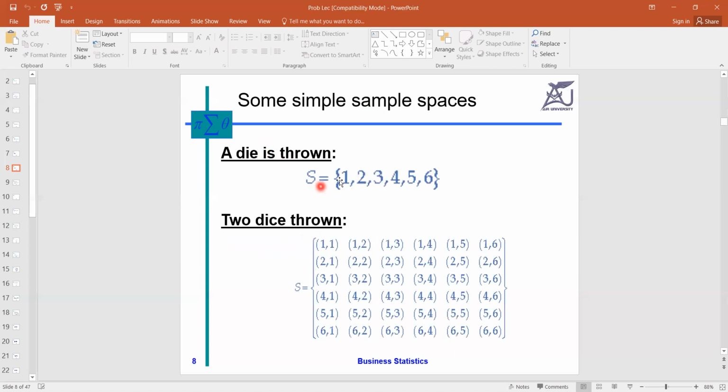On the same line, we can make a sample space of a die rolling experiment. We know that a die has 6 possible outcomes: 1, 2, 3, 4, 5, and 6. So we can write these numbers with the notation S in curly braces, and we can say this is the sample space of the die rolling experiment. And this is the sample space of the two dice experiment.